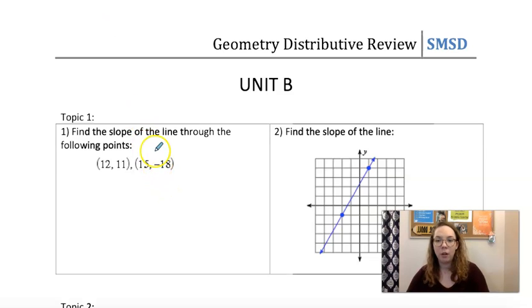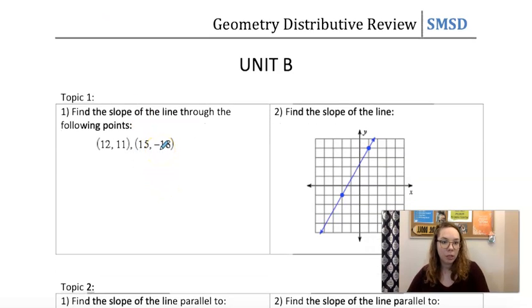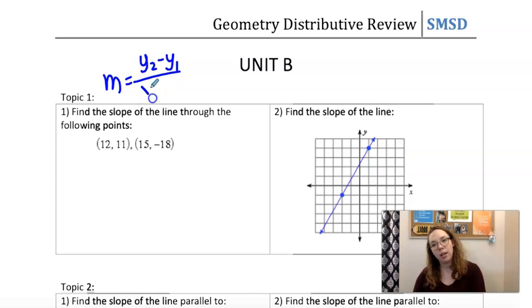All right, so Unit B is what we're working on today. Again, this whole book of stuff is review from algebra, and today we're talking about everything that really relates to graphing linear equations. So finding slope, the slope formula is where you subtract your y's on top and then your x's on the bottom, or rise over run, however you want to think about it.